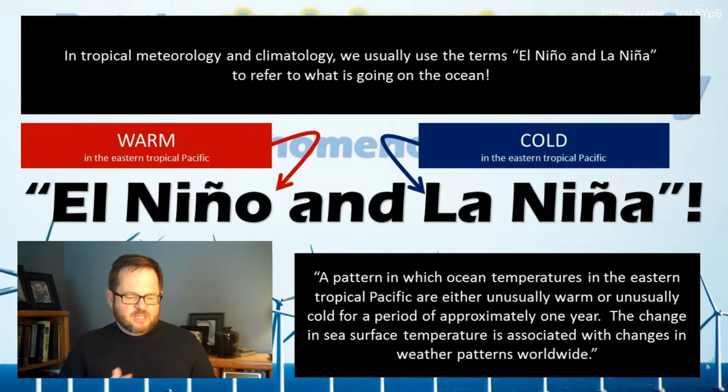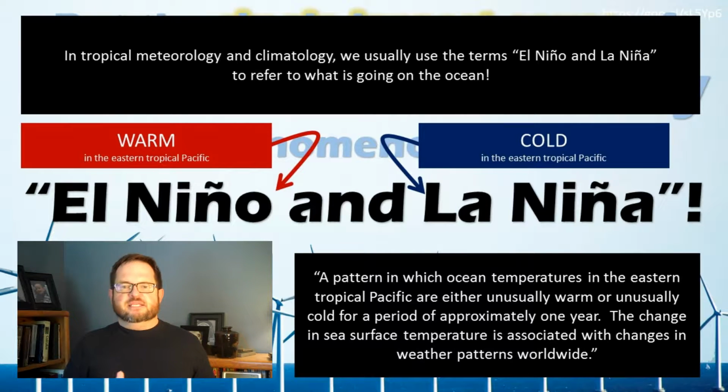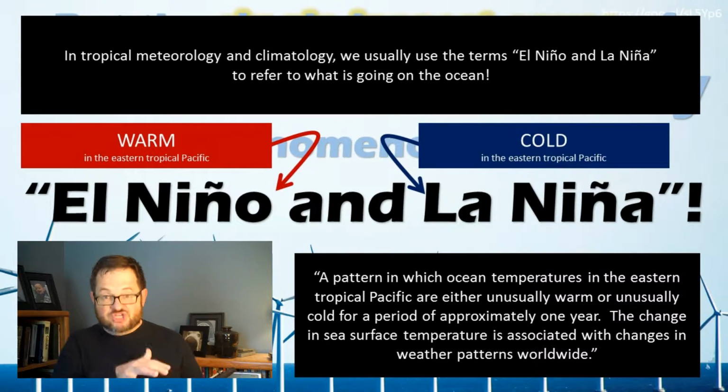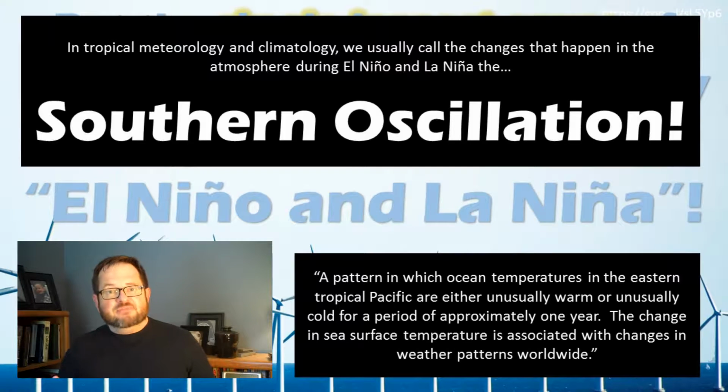But just to be clear, when we talk about El Nino and La Nina in this context, those Spanish terms refer to what's going on in the ocean aspect of this phenomenon. That's in contrast to how the atmosphere changes. We're going to see that there are changes in the winds, changes in the pressure, changes in the jet stream, and that phenomenon going on in the atmosphere is called the Southern Oscillation.